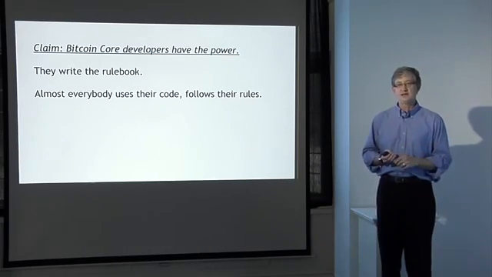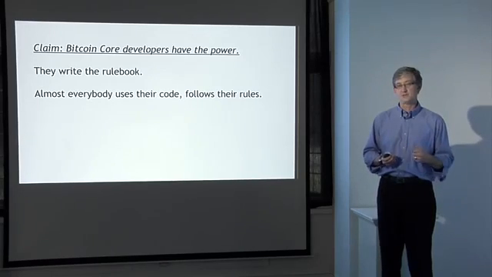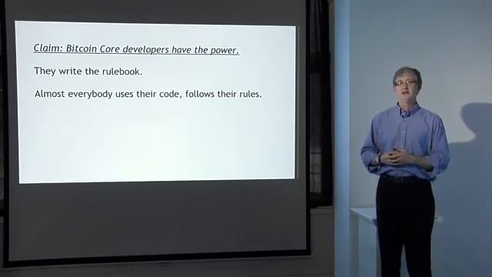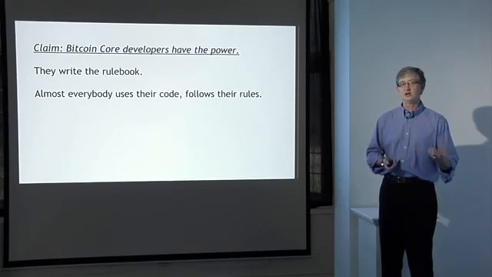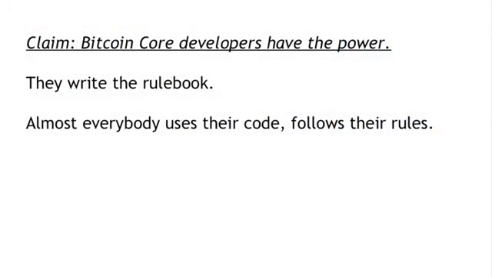The first claim is that the Bitcoin core developers have the power. Whoever develops the core software has the power. They write the rule book. They literally have their fingers on the keyboard and have the ability to change the code that gets shipped. Since almost everybody does use their code and follow their rules in practice, you could argue that they have the power because they can put a change out there that other people would, at least by default, accept. So the first stakeholder is the developers.